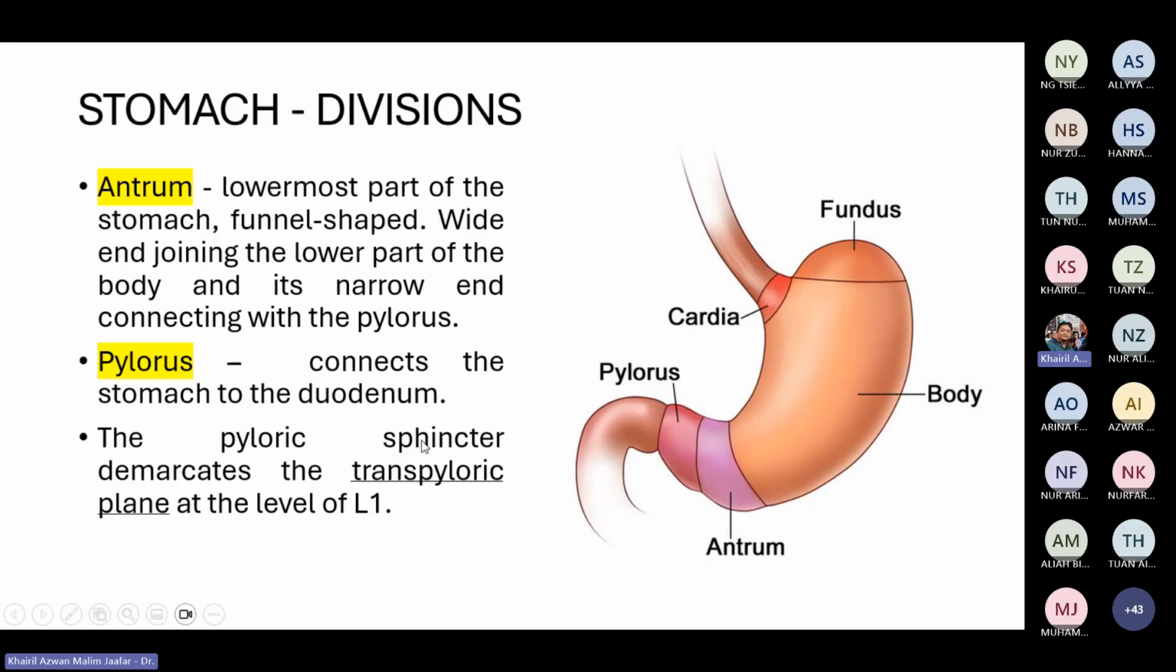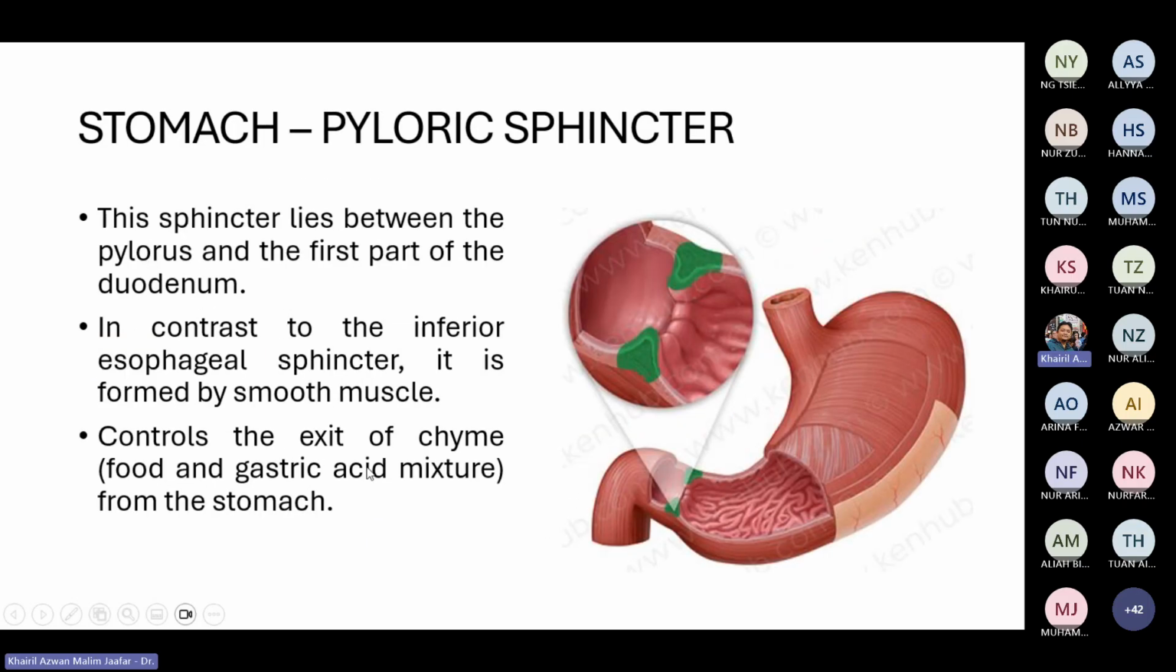Also very important in the abdomen or the GIT is the transpyloric plane at the level of L1. Several events go on in the transpyloric plane. One of them is the location of the pyloric sphincter, at lumbar vertebra number 1. The pyloric sphincter lies between the pylorus and the first part of the duodenum, and controls the exit of chyme.